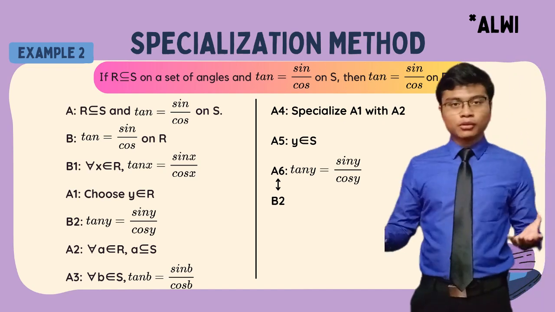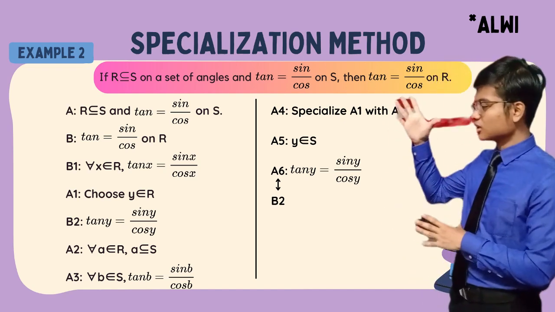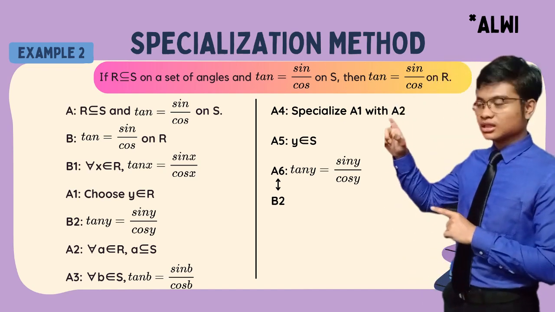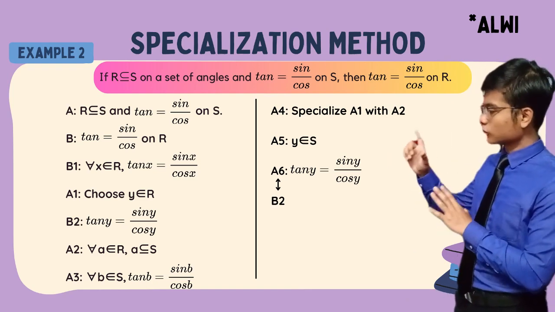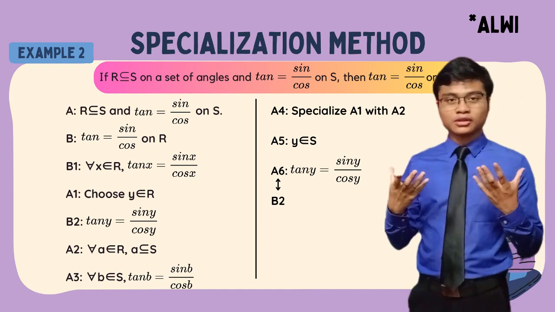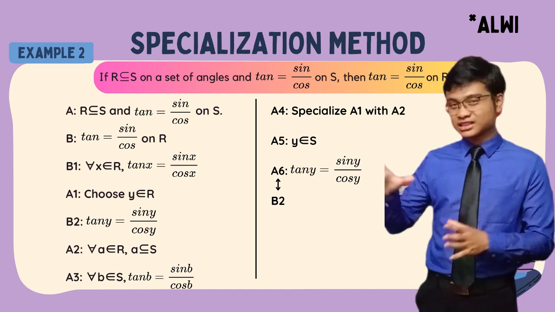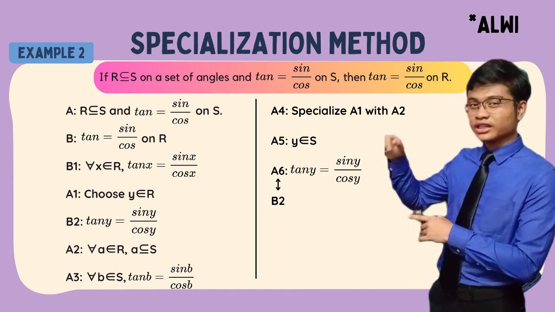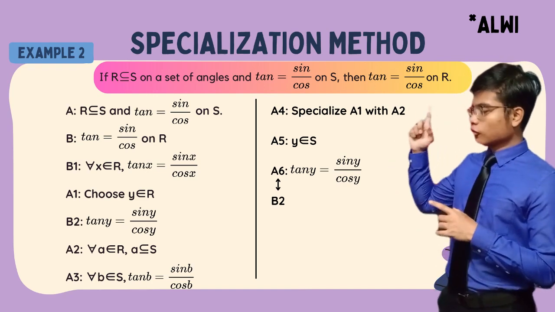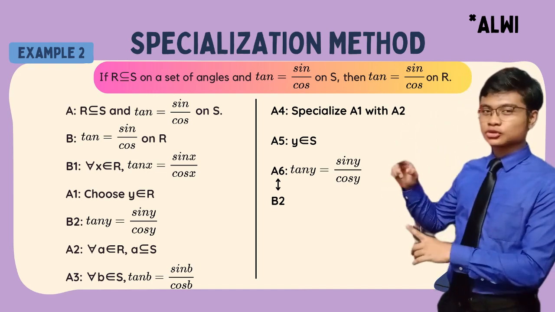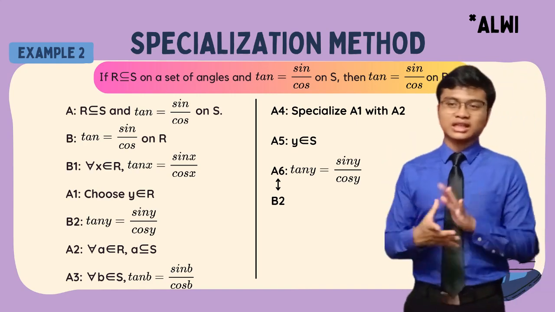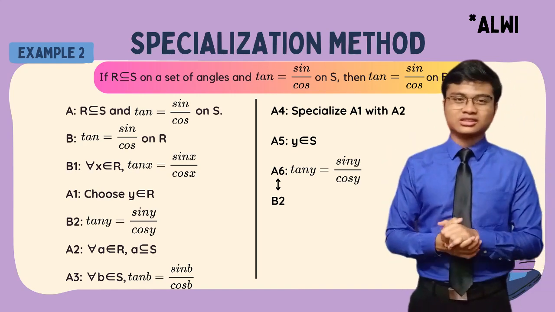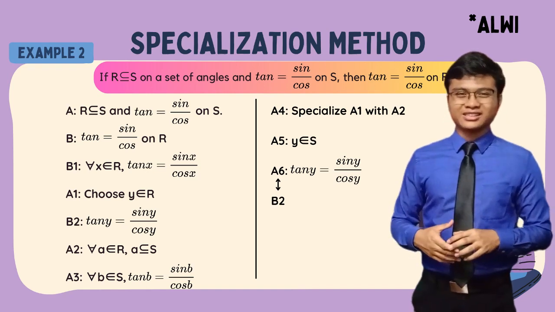Then based on the hypothesis, as you can see here, for every element B in set S, tangent B will be equal to sine B over cos B. And since Y is an element of S, based on the specialization here between A1 and A2, therefore tangent Y equals sine Y over cos Y. Hence, tangent equals sine over cos on set R. Alright, that's all from me.